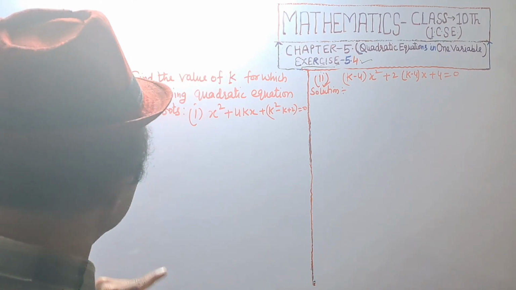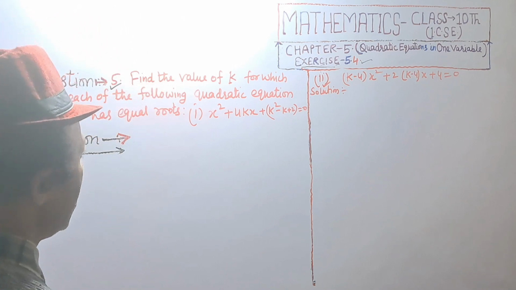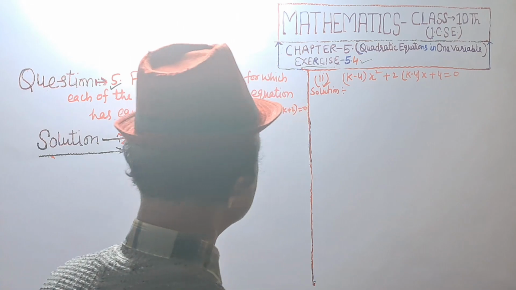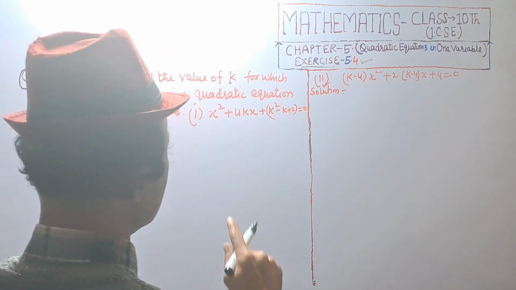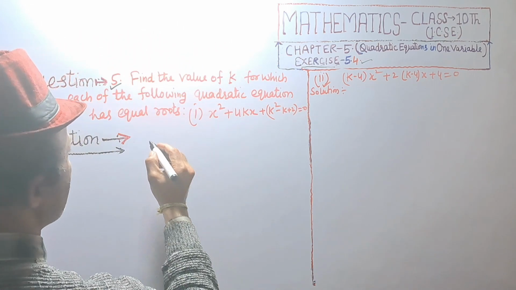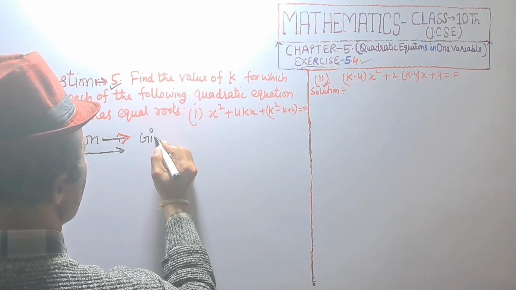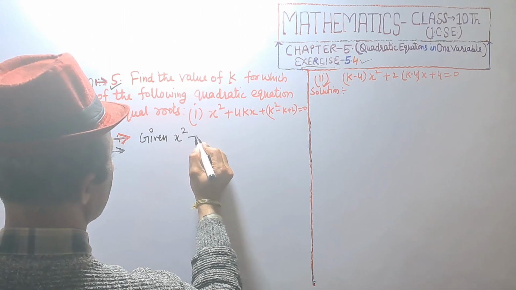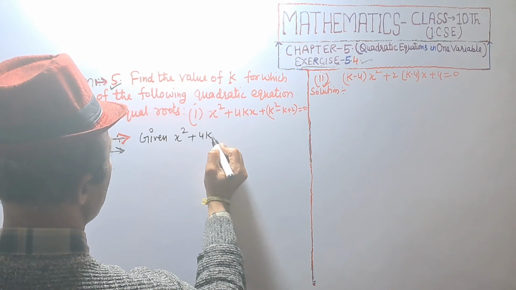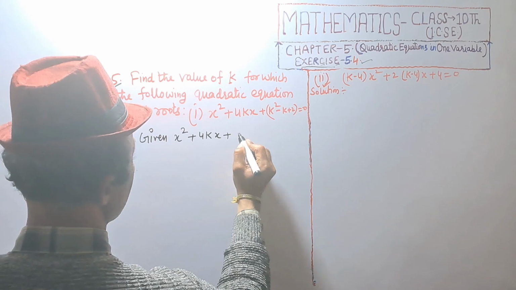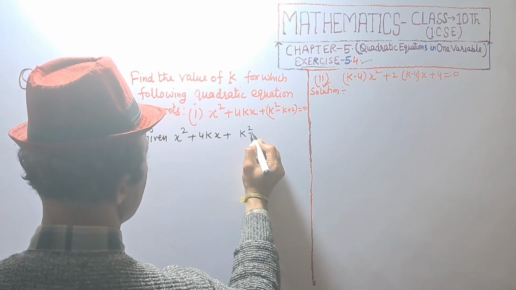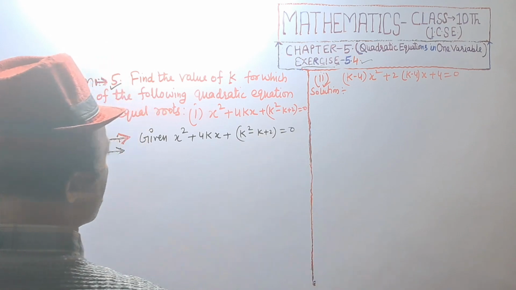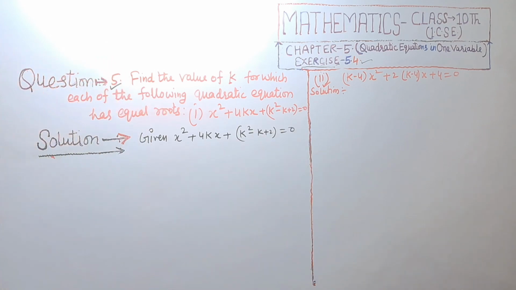Question number 5. Find the value of k for which each of the following quadratic equations has equal roots. Given equation is x square plus 4kx plus k square minus k plus 2 equal to 0.